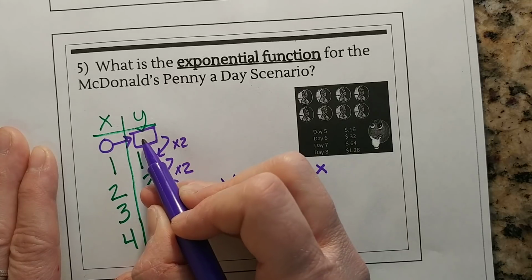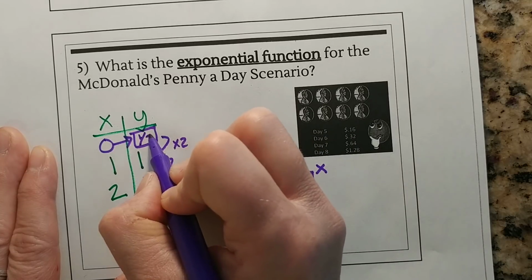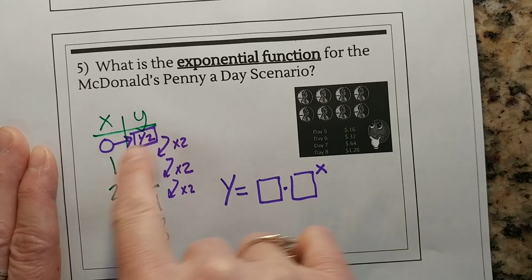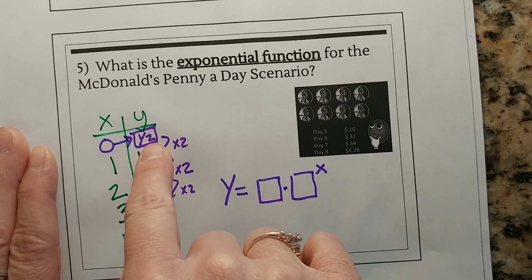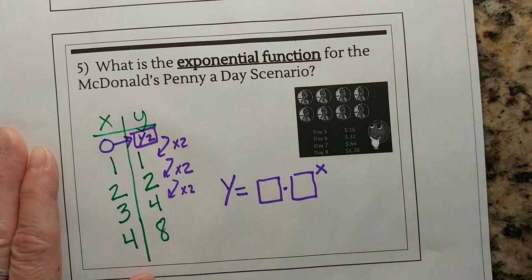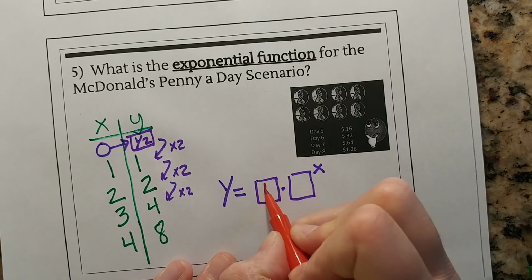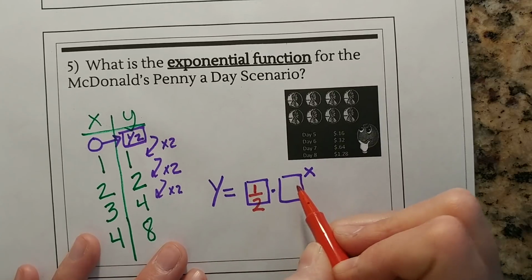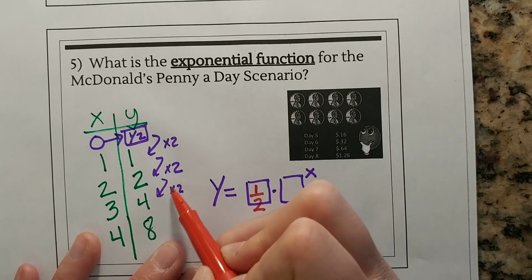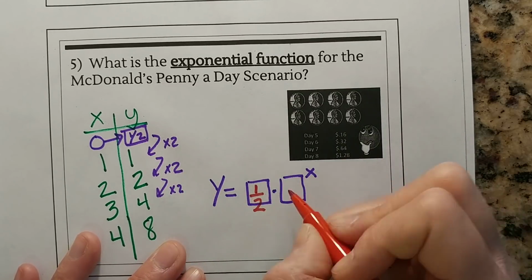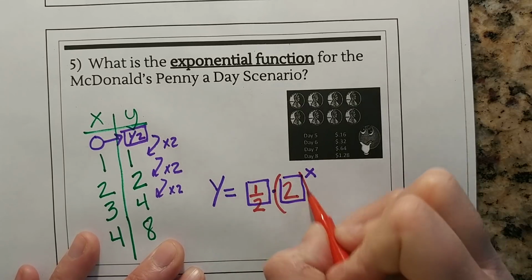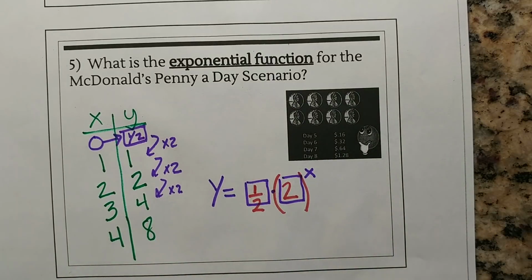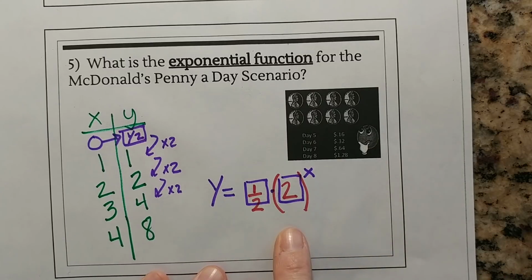Well, what's 1 divided by 2? You're right, that's 1/2. So the function starts at 1/2, or the y-intercept is at 1/2. So I'm going to put 1/2 right here. Now this is the factor of change. What's happening? Every single time to get the pattern, I double it, multiply by 2. So here, this would be times 2. So this would be my exponential function for the McDonald's penny a day scenario.